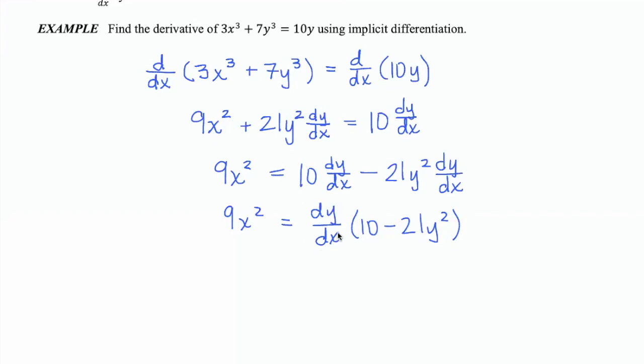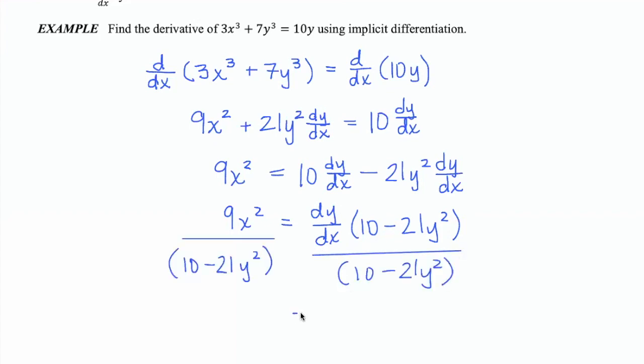And since I want dy/dx to be by itself, and right now it's multiplying this binomial, I'm just going to divide to get rid of the binomial. And so my final answer is dy/dx by itself now. And on the other side, we have 9x squared over 10 minus 21y squared. So again, notice the derivative still has both variables in it.